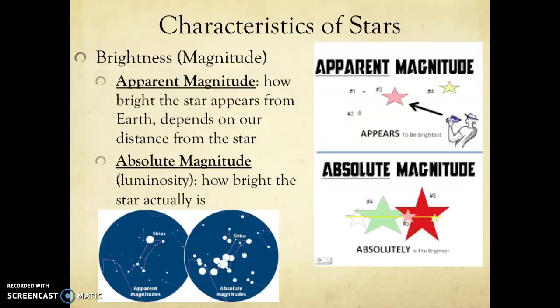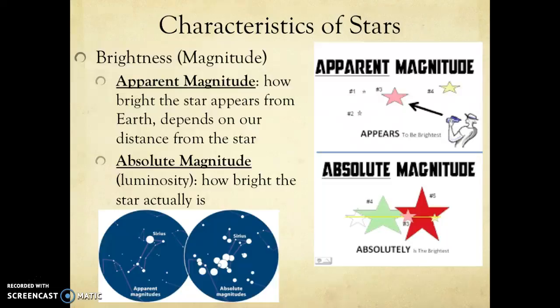All right, brightness. Now, when we look up into the night sky, we see stars, and we are able to see them because they're bright. They're very far away, so they have to be bright for us to be able to see. Now, when we talk about brightness, we also call it magnitude. And we have two different types that we refer to. We have apparent magnitude and absolute magnitude.